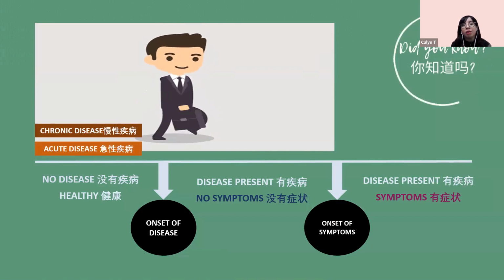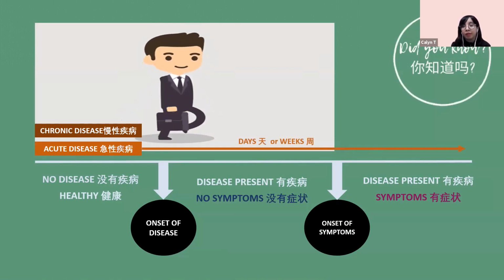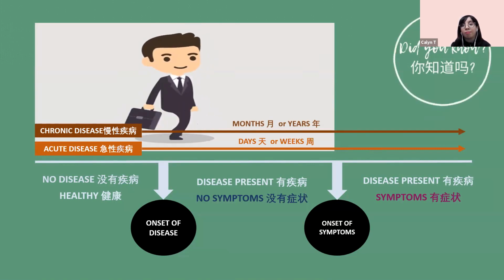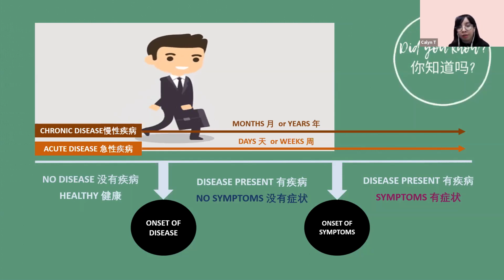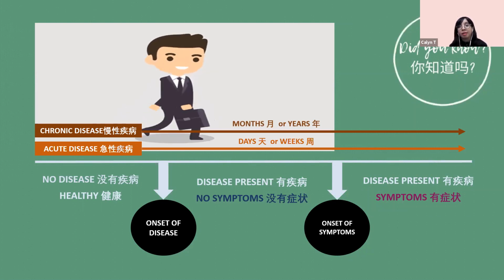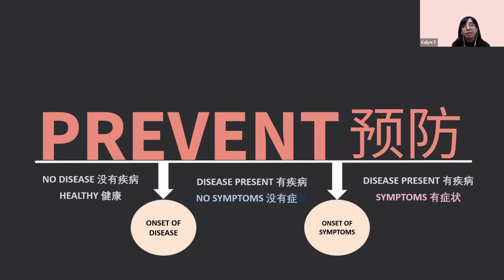And there is this thing called chronic disease and acute disease. Acute disease has a timeline of days or weeks, and chronic disease has a timeline of months or years. Acute diseases are things like COVID-19 right now, which just takes days or weeks, and chronic diseases are things like diabetes and hypertension, which take months and years to manifest. So why is knowing this important?